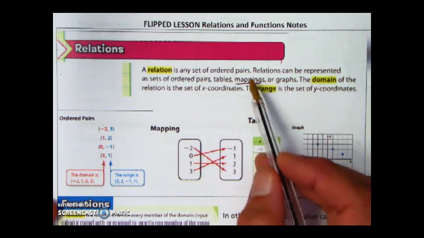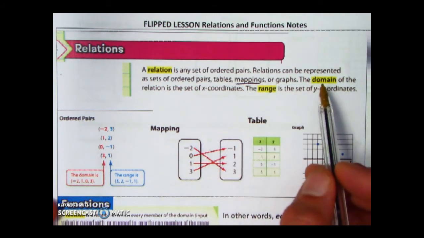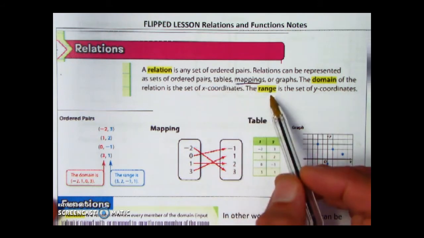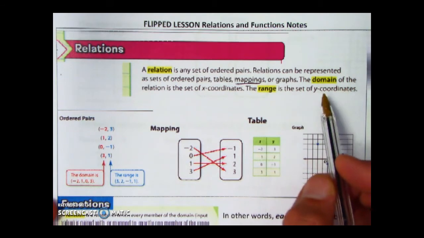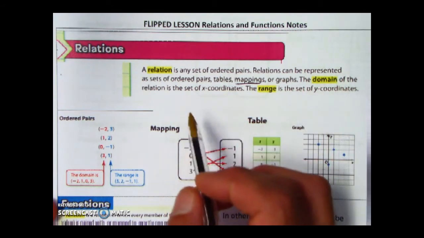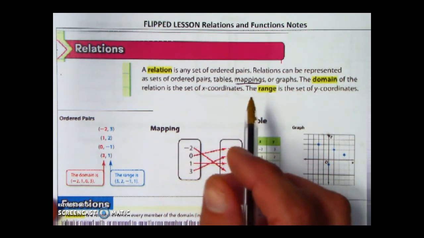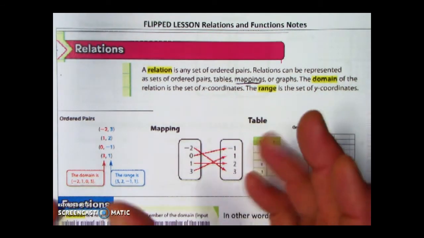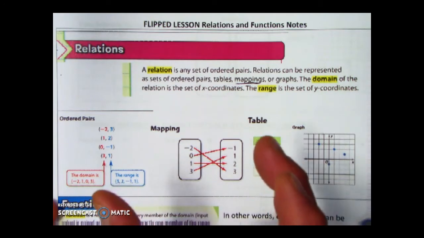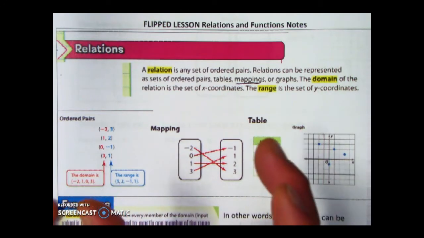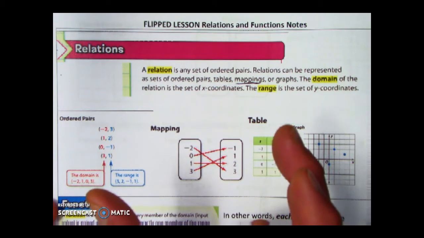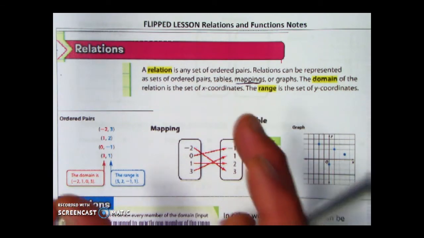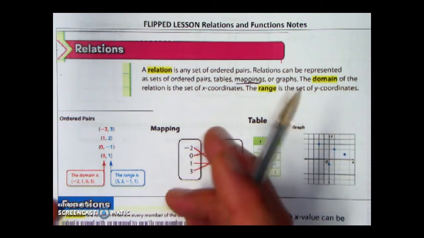Now, within a relation, we have what's called the domain, which is basically your X's or your inputs, and the range, which is the outputs or the Y coordinates. When we talk about the domain, the domain is commonly thought of as where you are at. Your personal domain is around Luna Middle School. We're talking about all the possible inputs, and the range.